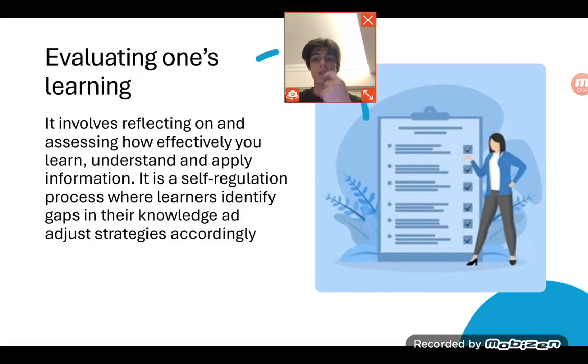Evaluating one's learning. It involves reflecting on and assessing how effectively you learn, understand, and apply information. It's kind of like getting to know yourself. It's a self regulation process where learners identify gaps in their knowledge and adjust strategies accordingly.